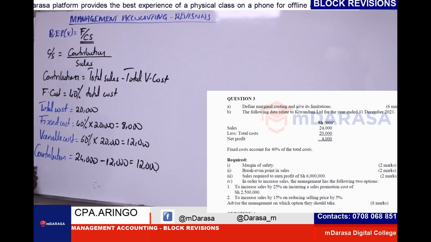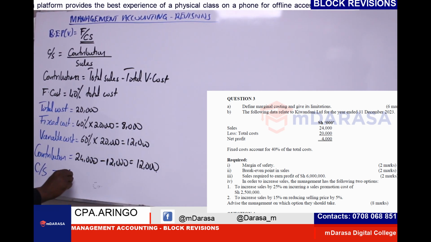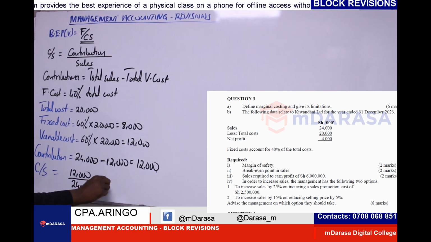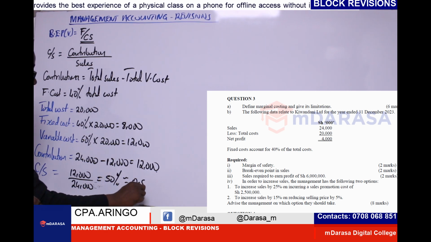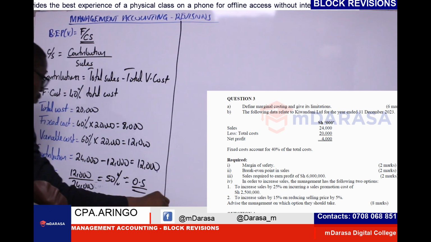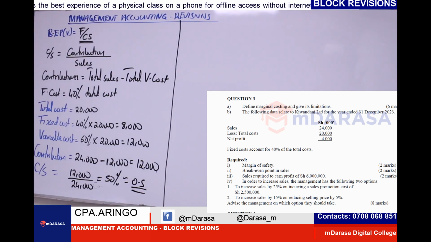To determine our CS ratio, that will just be simple now. Our contribution is 12,000. We divide by our sales, which is 24,000. So we can agree our CS ratio is 50%, or literally 0.5, being our contribution to sales ratio. Contribution to sales ratio, I should be talking of 0.5.